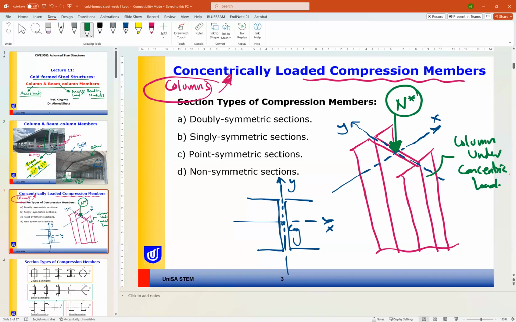For the section under concentrically loaded axial compression, we have four types of section. We have doubly symmetric section. Doubly symmetric section means it is symmetric about the x-axis and y-axis. Singly symmetric section means only symmetric about the x or y-axis. Doubly symmetric is similar to here. So here is a doubly symmetric section.